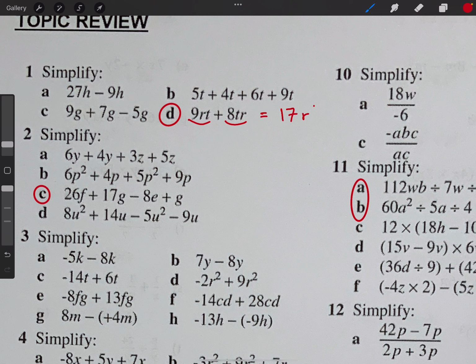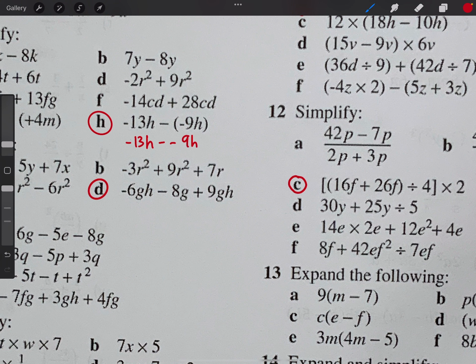Okay, so what you're going to have is minus 13h, whoops, and then minus a minus 9h. Minus a minus becomes a plus. So really the question is minus 13h plus 9h. Now what is minus 13 plus 9?